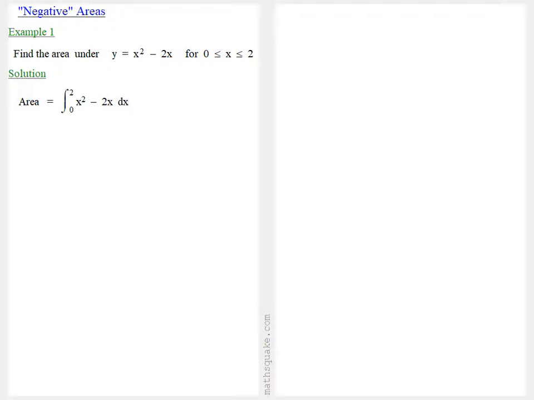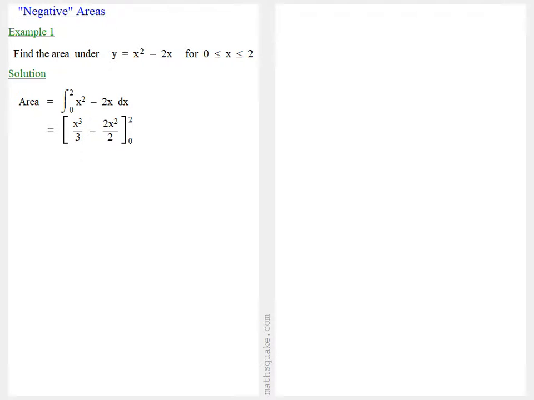Negative areas. Let's have a look at an example. Find the area under y equals x squared minus 2x in the region x lies between 0 and 2. Well, to solve this, we set it up as an integration sum. The area is the integral of x squared minus 2x dx between 0 and 2. Now we can integrate that.